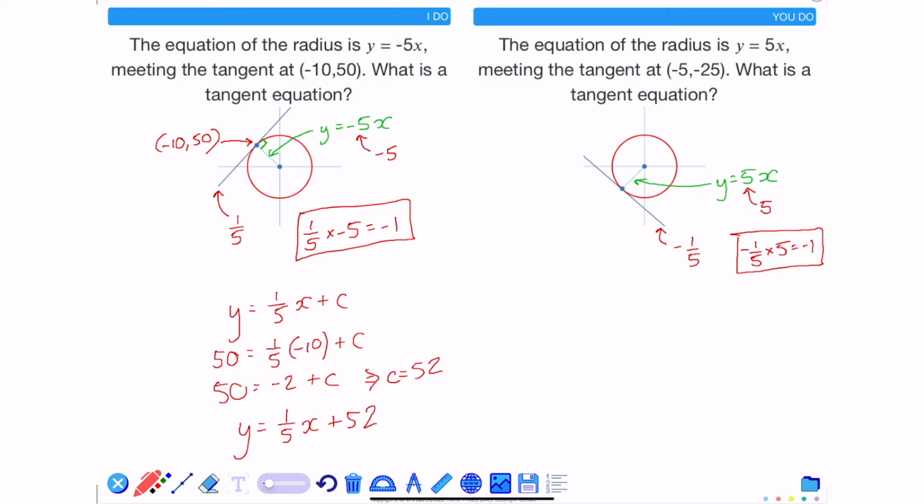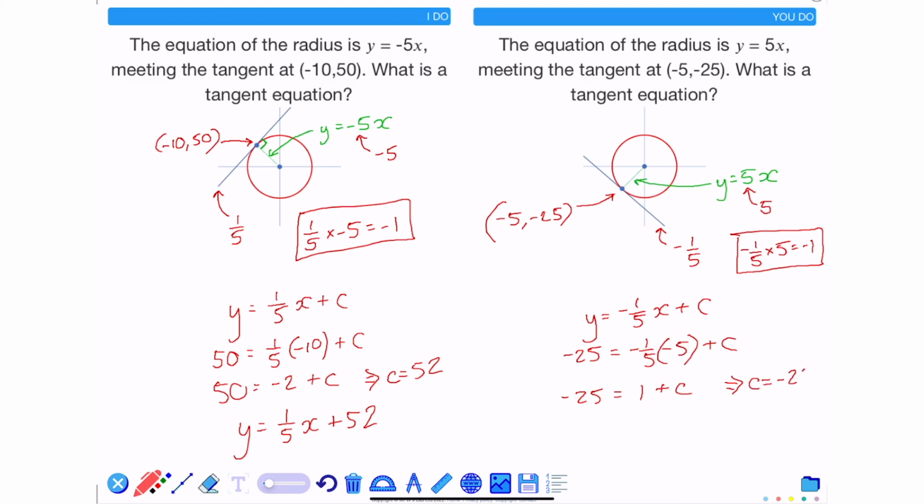We also know that the tangent meets the radius at the point (-5, -25). So knowing that the equation of my tangent will come in the form of y = -1/5 x + c, and substituting in my coordinate, -25 = -1/5 times -5 + c. Well, -1/5 of -5 is 1, plus c will equal -25, and this leads to c is -26.